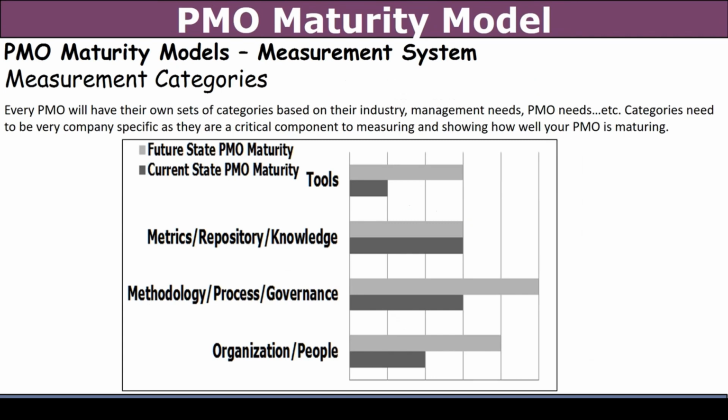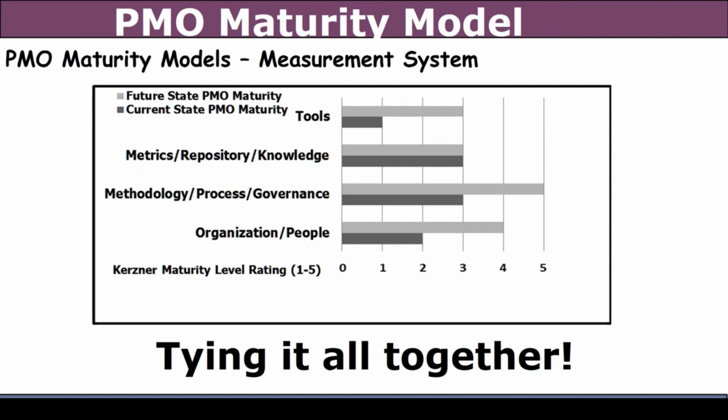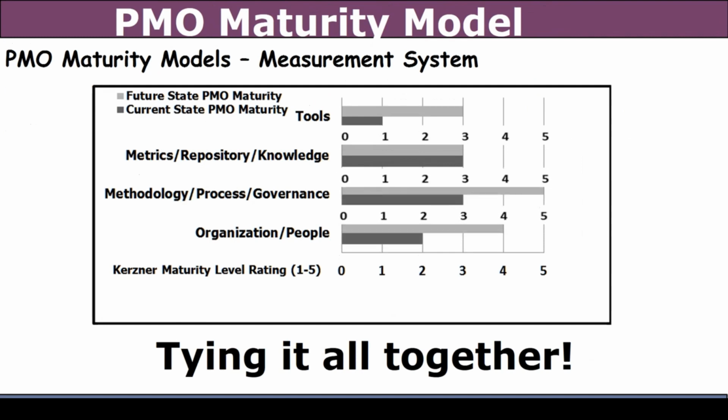Strongly suggest when you're first starting up, just have these 4 categories, use that measurement system, and then when you marry the 2 worlds together, you can't really beat this, right? You've got a scoring system. Tools is at 1, we want to move to 3, right? Methodologies at 3, we want to move that all the way to 5. Organizational people is at 2, we want to move that to 4.